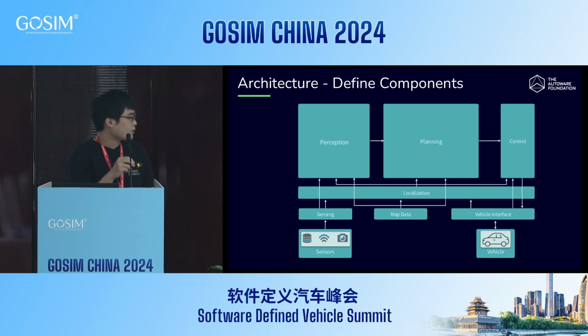And this information is passed down to localization and perception, which will use map data and vehicle information to recognize the surrounding environment, and then pass this information down to planning. The planning will calculate the trajectory, and the trajectory will be passed down to control, which will calculate the actual actuation commands that are passed down to the vehicle interface to make sure that the vehicle will follow the trajectory planned by the planning features.